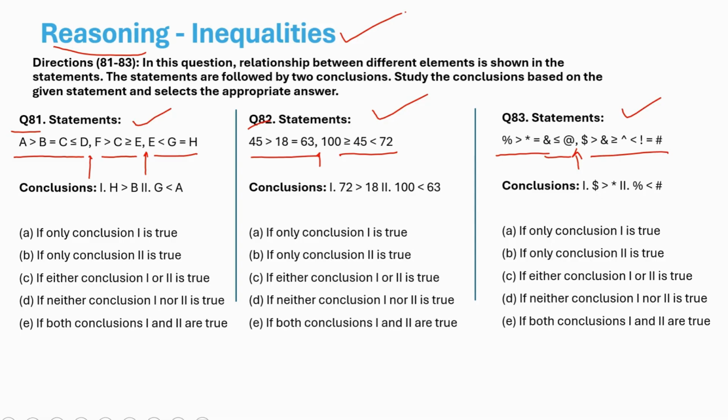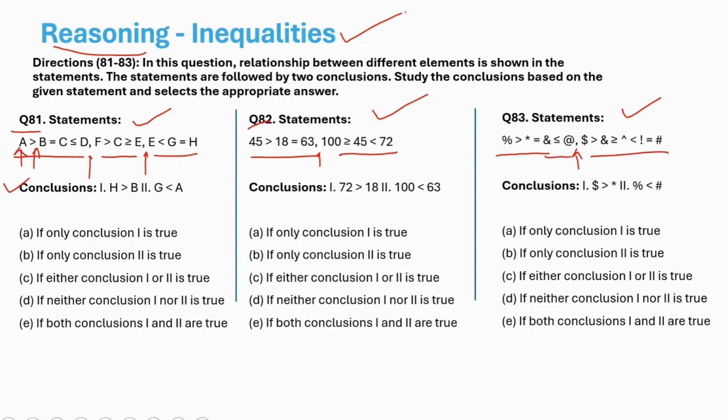Now based on these statements we need to find some conclusions, and check whether these conclusions are true or not. Also, these statements are groups of elements and symbols. Here elements means A, B, C, D, like that, and symbols means greater than, equal to, less than, equal to, like that.